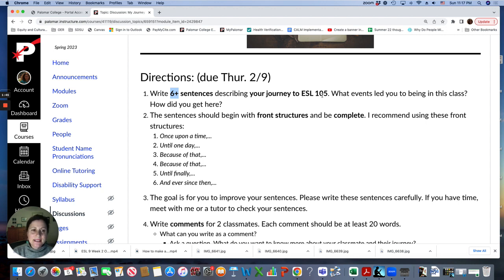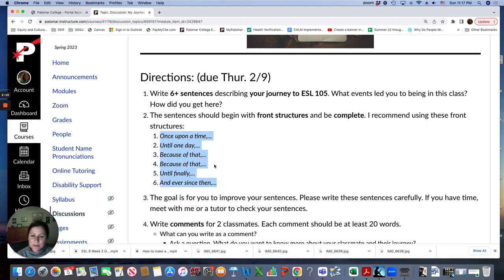What events led you to being in this class? So how did you get here? What was your journey to here? The sentences should begin with front structures and be complete. Remember, to have a complete sentence, you need a subject, verb, and a complete thought.